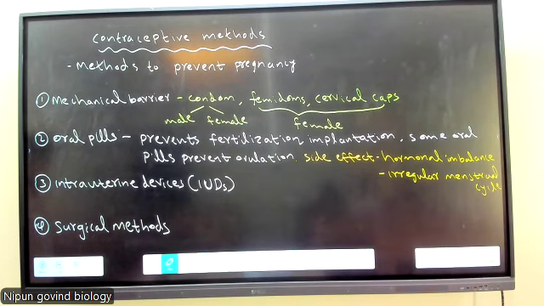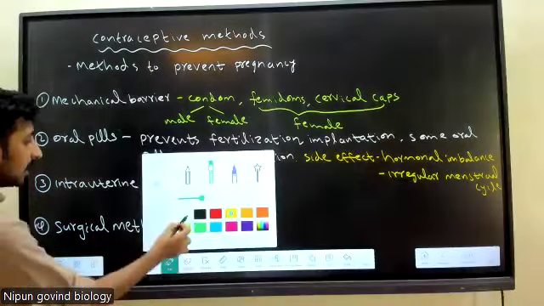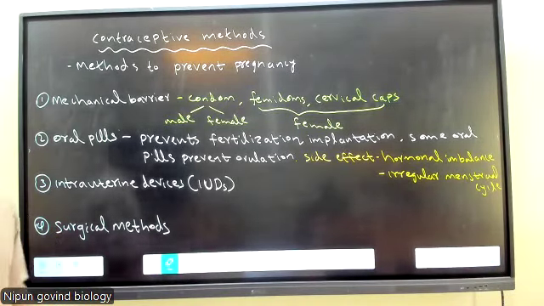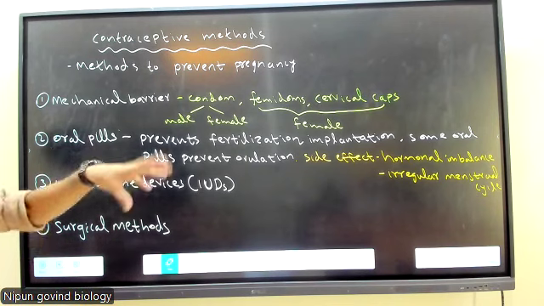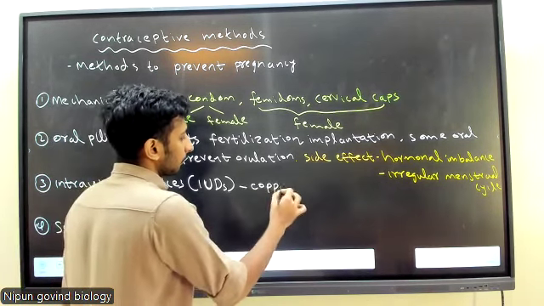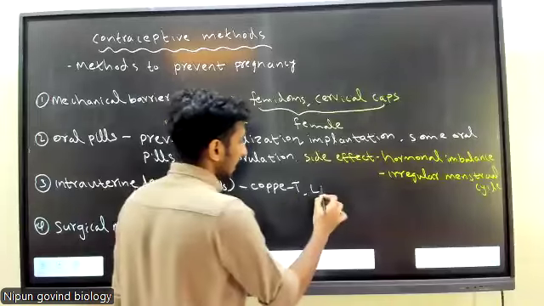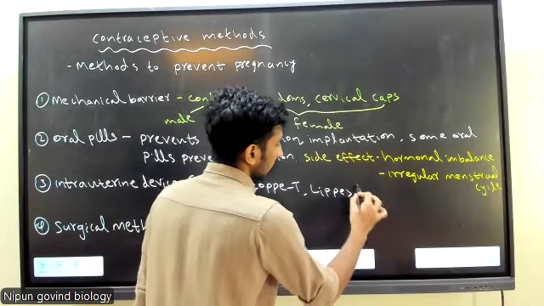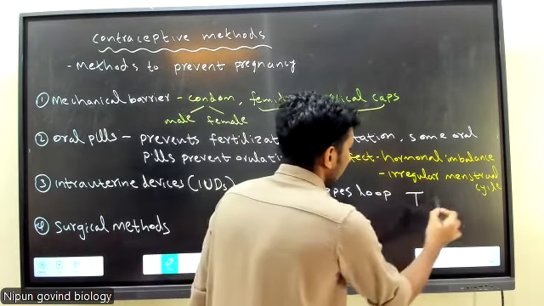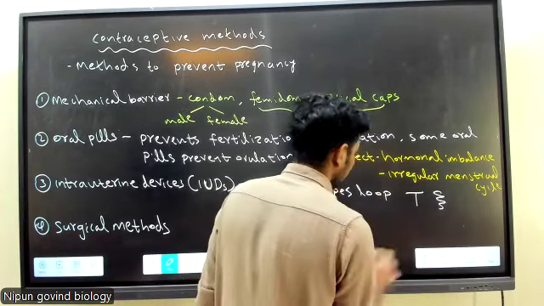Okay, irregular menstrual cycle. Next, intrauterine devices. These are devices inserted into the uterus. Okay, IUDs. Examples are copper T and Lippes loop. Copper T is like this and Lippes loop is like this.